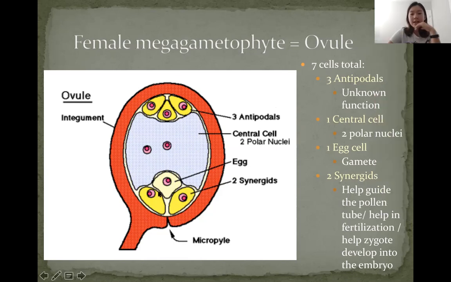So again, 7 cells with 8 nuclei, and there's an extra nucleus because that central cell has 2 polar nuclei rather than just 1.